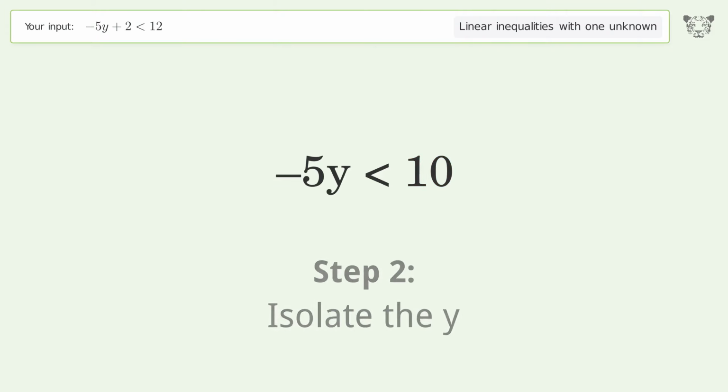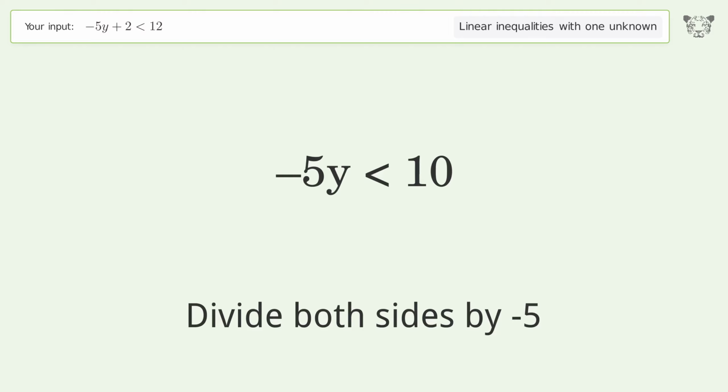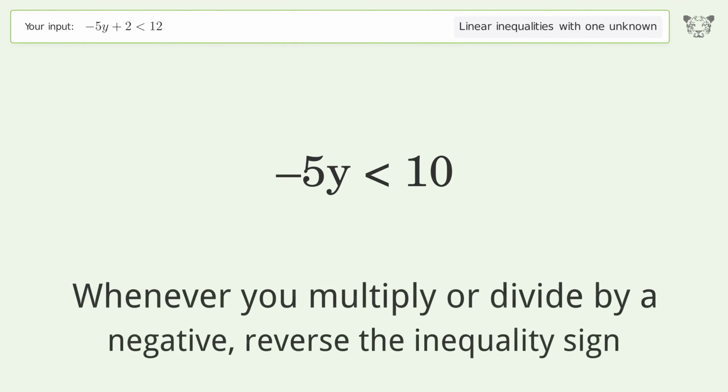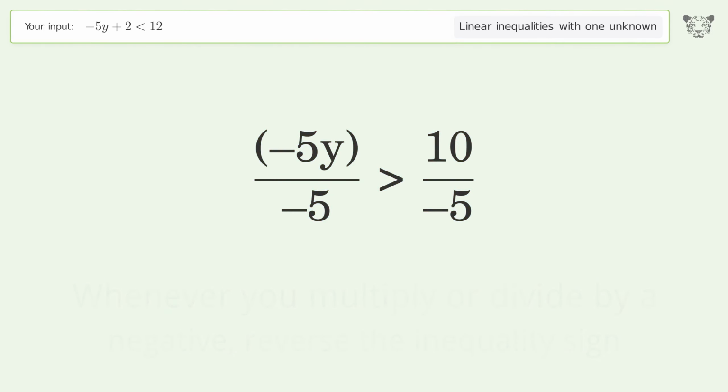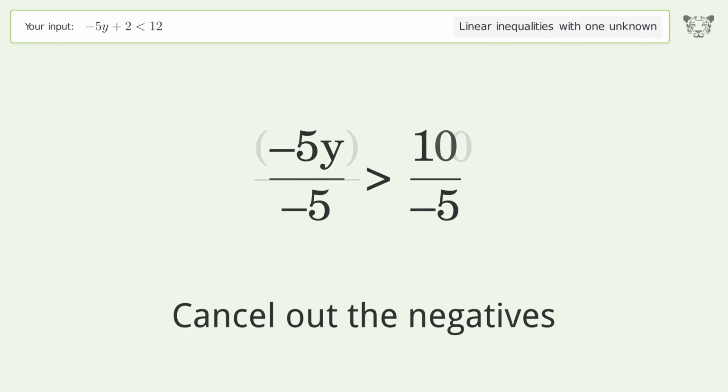Isolate the y. Divide both sides by -5. Whenever you multiply or divide by a negative, reverse the inequality sign. Cancel out the negatives.